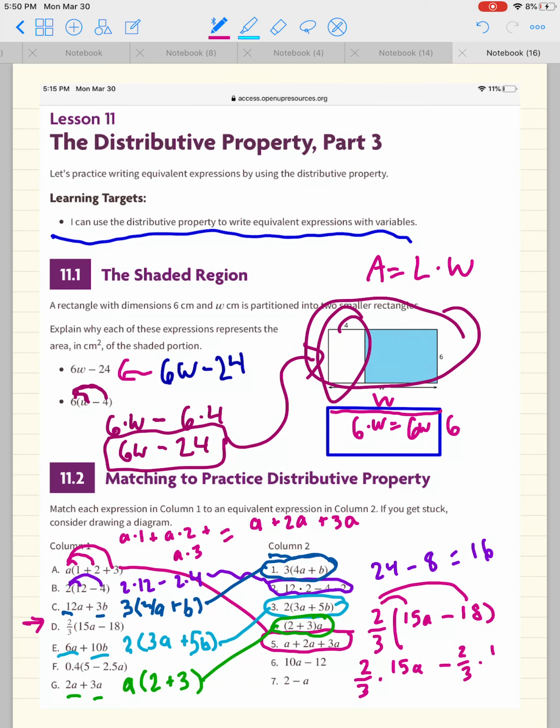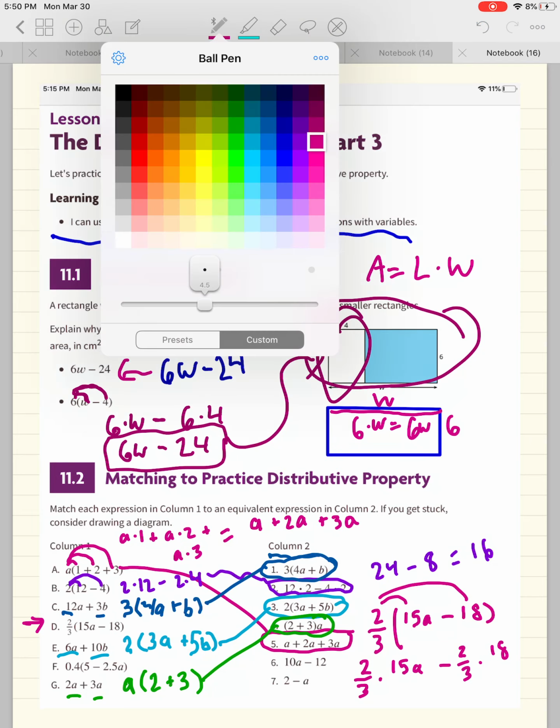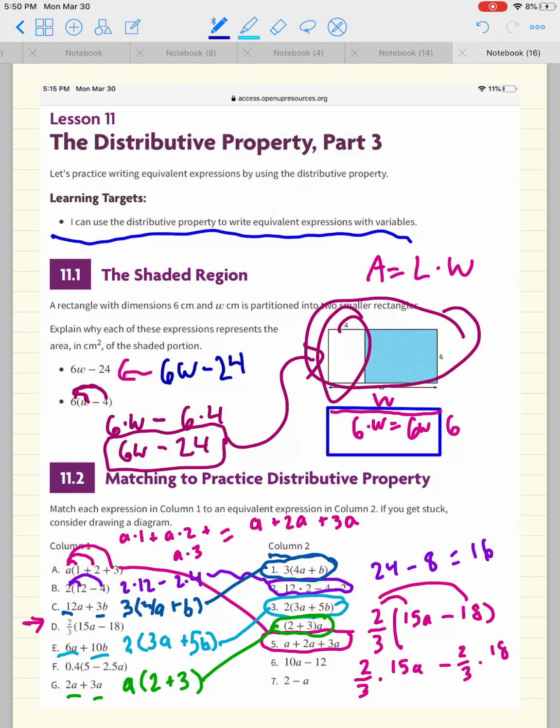2/3 times 18. I know that a lot of you get scared by multiplication and division of fractions, but with multiplication we just multiply across. So we get 2 times 15 equals 30 over 3. 30 over 3 is equal to 10, and so we have 10A. And then over here we have 2 times 18, which is 36, over 3, which is equal to 12. And so we're going to be left with 10A minus 12, which is right here.